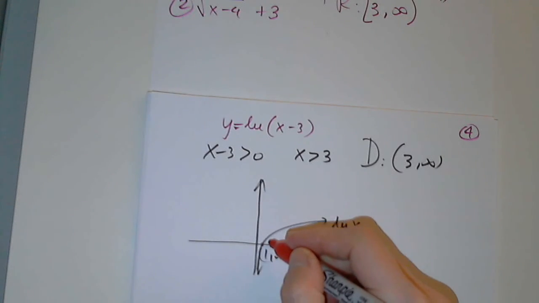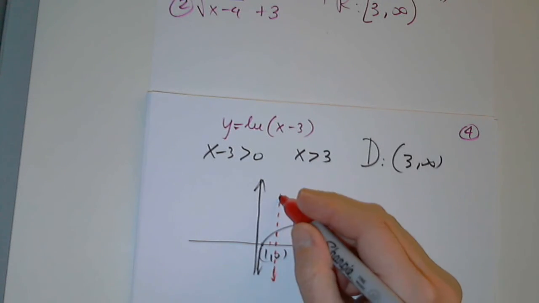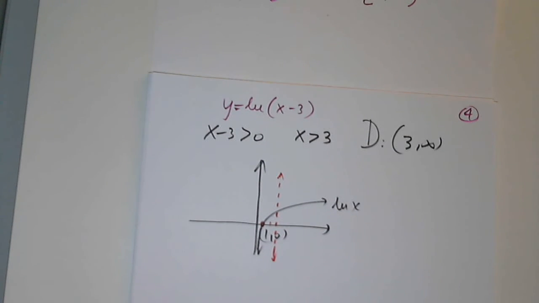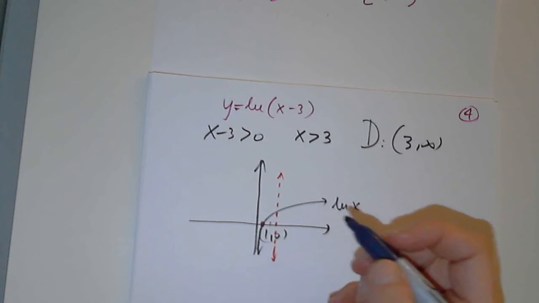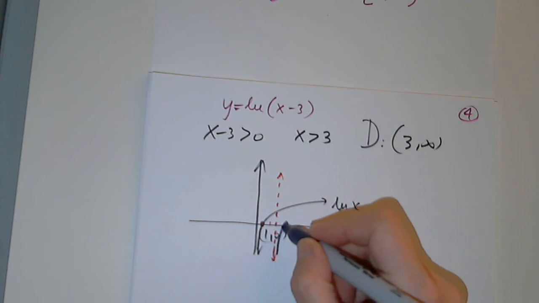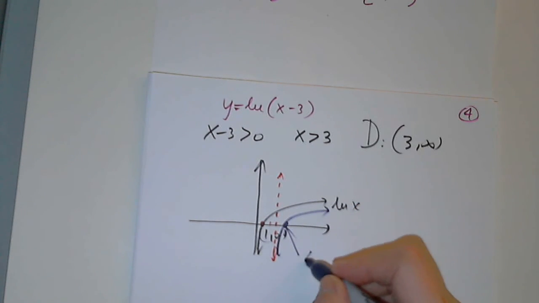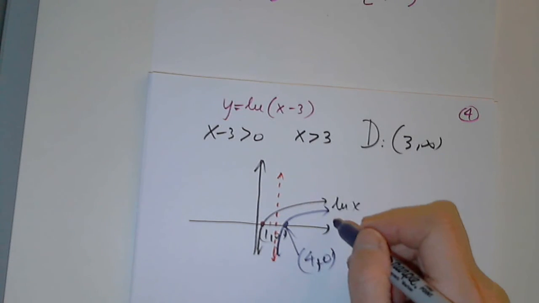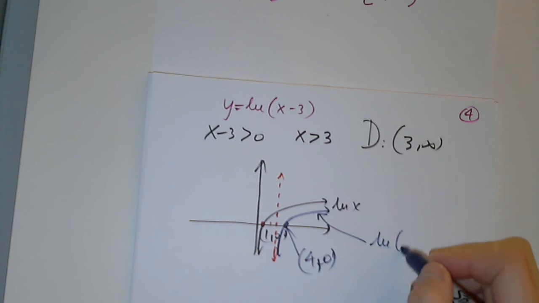What do I have to shift first? Yes. First I have to shift the asymptote. And my reference point, where does it go? From 1, 0, it goes to 4, 0. Thank you. Indeed, 4, 0. So this point is 4, 0. And the graph of this function is natural log of x minus 3. Domain is 3 to infinity, range all real numbers.